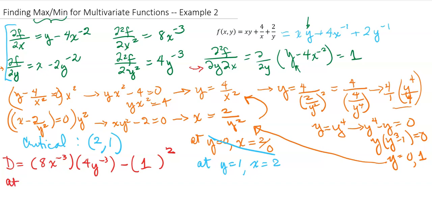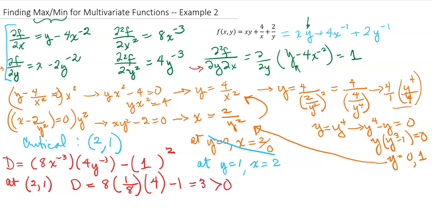So now at the point 2, 1, we calculate D. So D is equal to 8 times 1 over 2 cubed, which is 1 over 8, times 4. Y is 1, so that stays 4 minus 1. So I have that D is equal to 3, which is greater than 0.